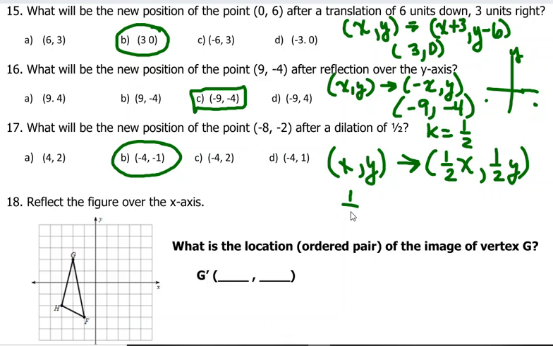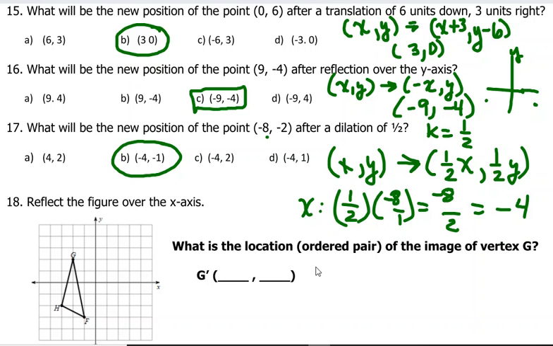And just remember 1/2 times negative 8. You can think of it as 2 fractions if you need to. I'm just solving for the x value. So I get negative 8 over 2, and a negative divided by a positive is negative, and 8 divided by 2 is 4. Okay, so that would be my new x. To find my new y, negative 2 times 1/2 would be negative 2 over 2, which is just negative 1.